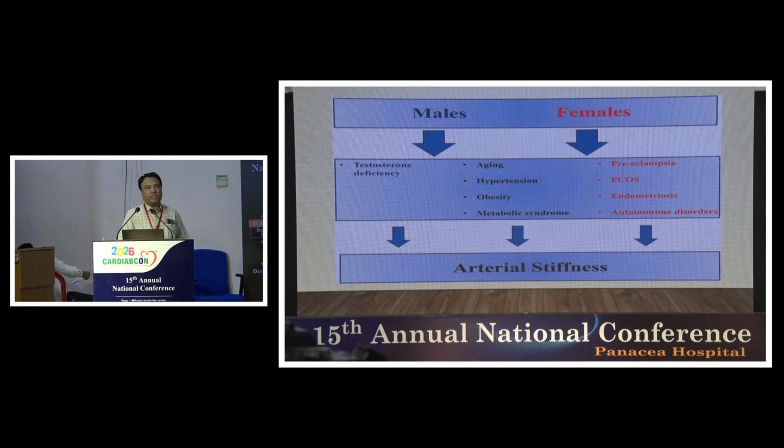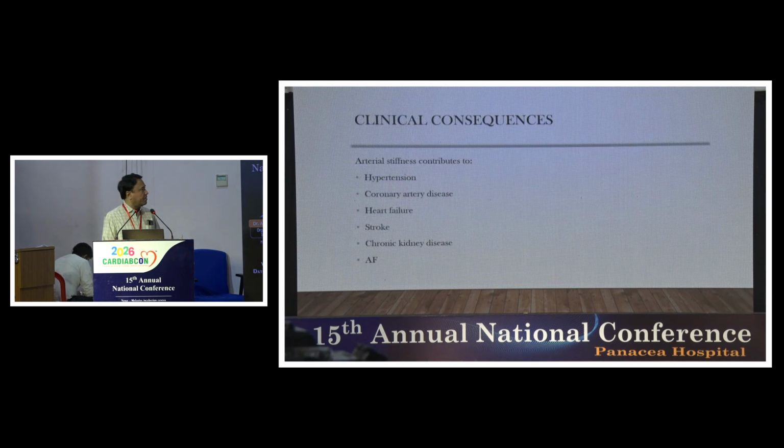So overall, this arterial stiffness is because of aging, because of blood pressure, because of obesity, because of metabolic syndrome. In females, again, there are added things like preeclampsia, PCOS, endometriosis, and autoimmune disorders. All these toxic environments are responsible for arterial stiffness. Now what clinical consequences? Hypertension, coronary artery disease, heart failure, stroke, CKD, AF.